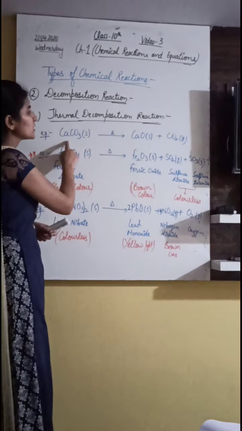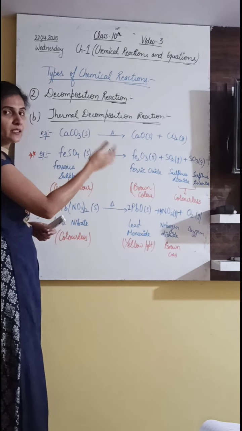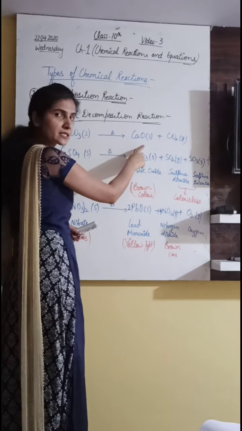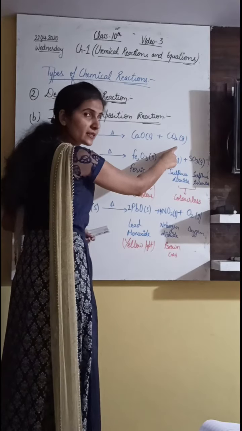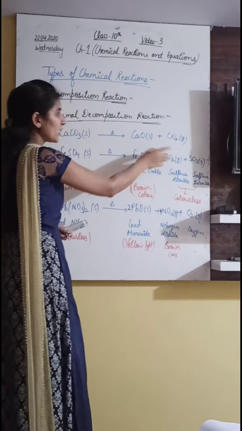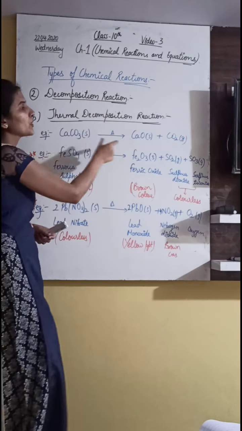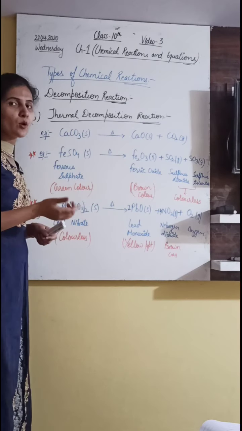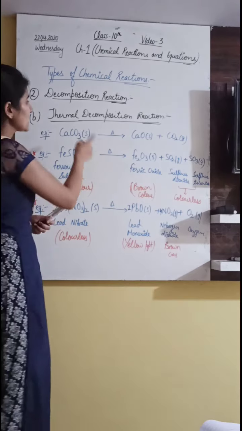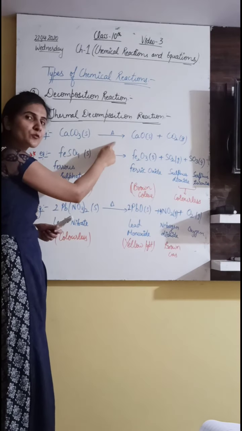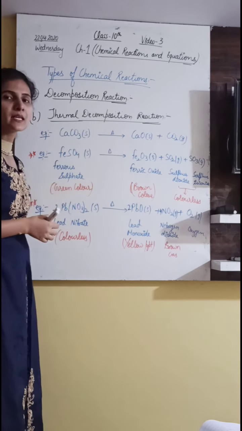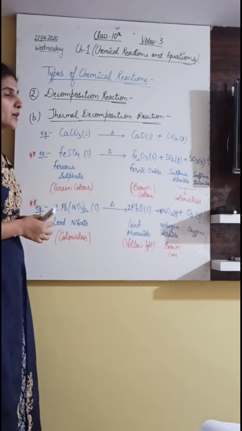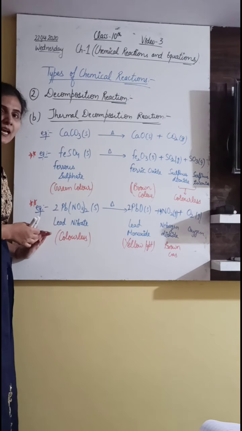Okay. So yes, calcium carbonate, when it gets heat, splits up into calcium oxide and carbon dioxide. Here one reactant molecule splits up into two product molecules, so that's why it is an example of a decomposition reaction. This process takes place in the presence of heat, so it is an example of a thermal decomposition reaction.